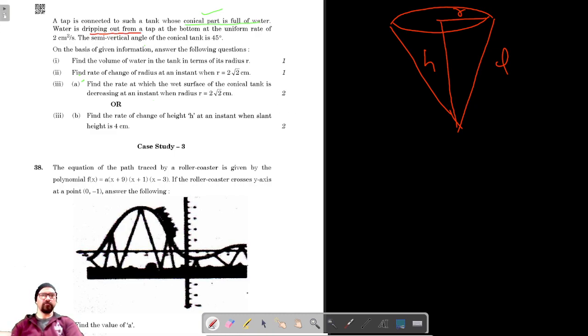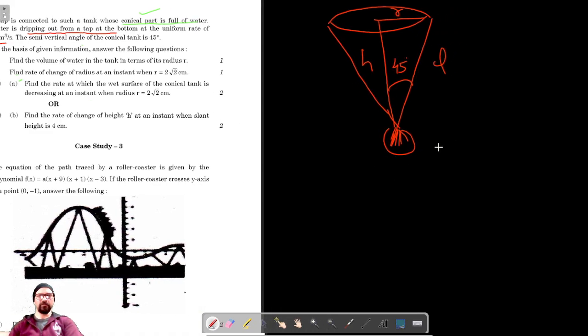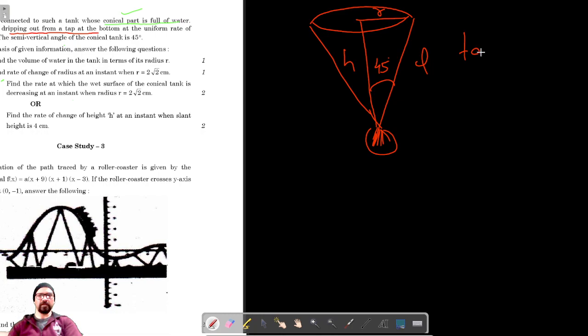Now water is dripping out from a tap at the bottom at a uniform rate. So there's a tap at the bottom, and the semi-vertical angle, this is the vertical, and the semi-vertical angle is 45 degrees. Once it's 45 degrees, we have this right angle triangle.